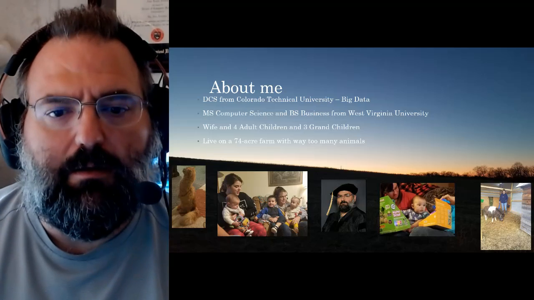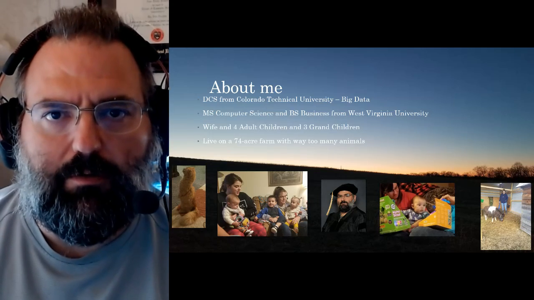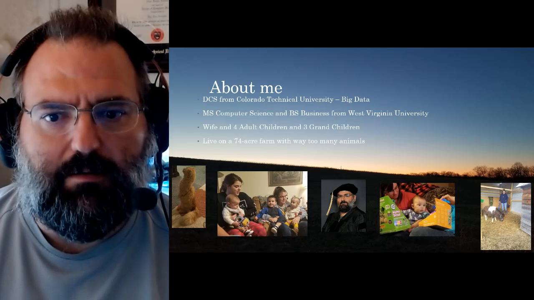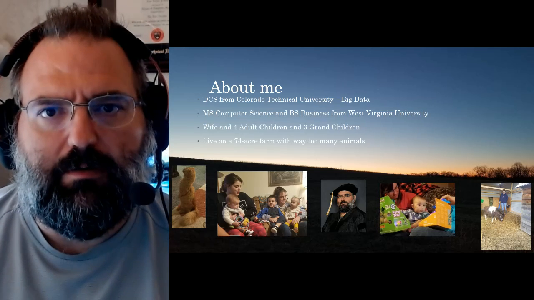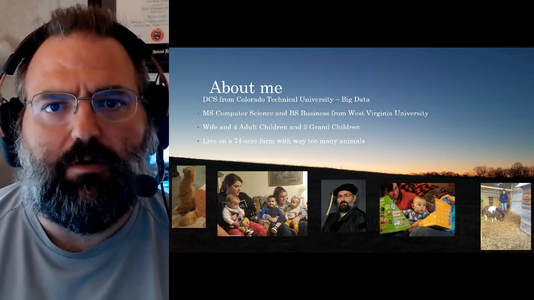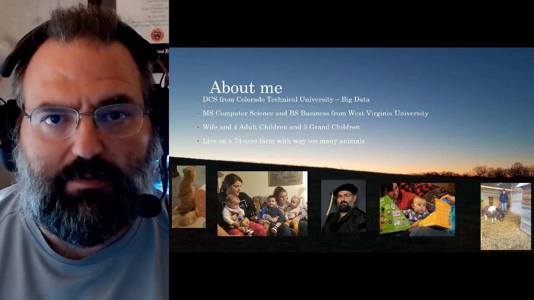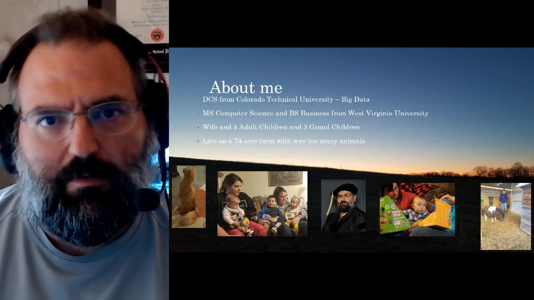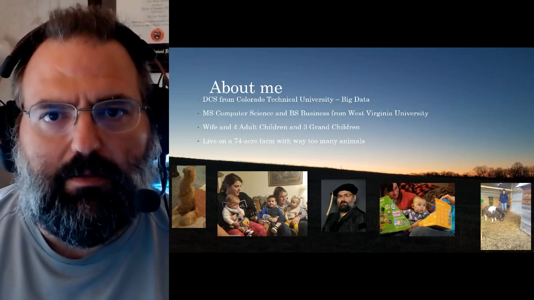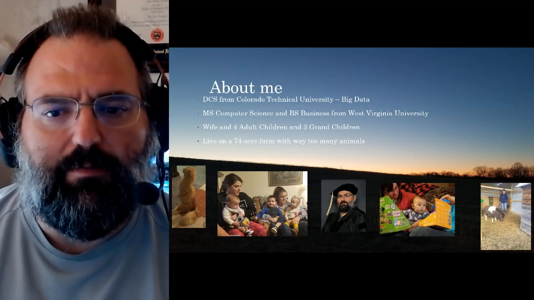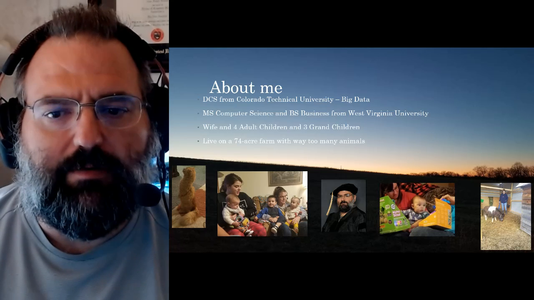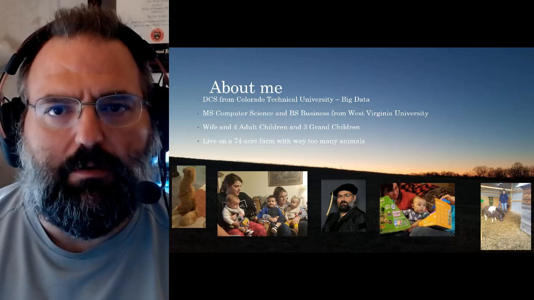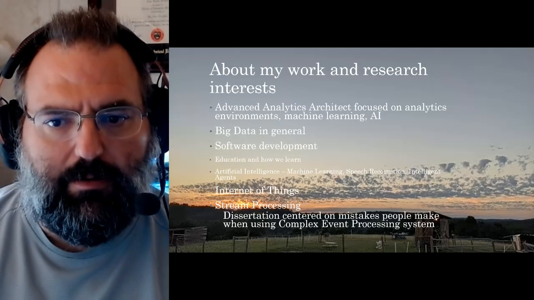So, about me, a little bit. I won't go into a lot of detail, but I have a doctorate in computer science with a focus in big data analytics. I have a master's in computer science and a bachelor's in business administration with a concentration in computer information systems. I have a lovely wife, four adult children, and three and a half grandchildren. The half is kind of in process. My wife and I live on a 74-acre farm. We have way too many animals. A few of them are pictured in the slide that you see on the screen.